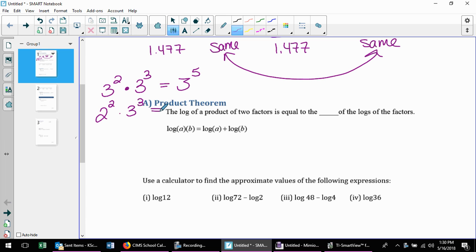So the log of the product. The log of the product of 2 factors is equal to the, what am I doing here? The sum.